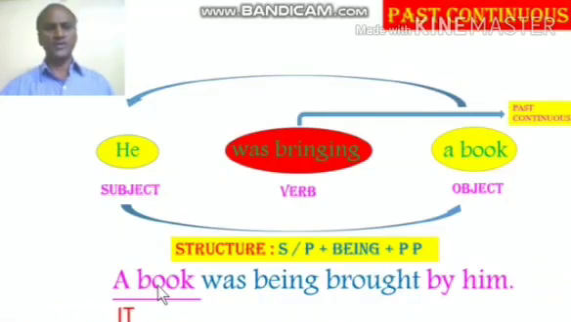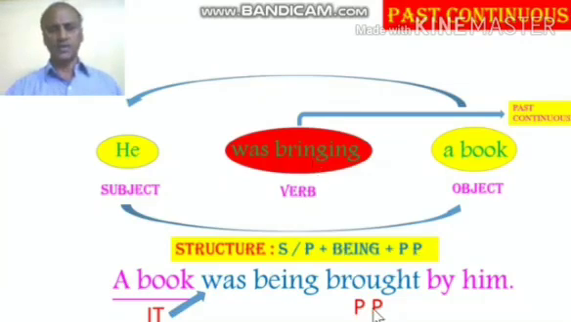A book, when you reduce the subject into personal number, it becomes it. Since it is in singular, the verb has to be in singular. Next, being as given in the structure. And finally, you have got past participle. For the word bring, the past participle is brought. Hence, we get the answer, a book was being brought by him.